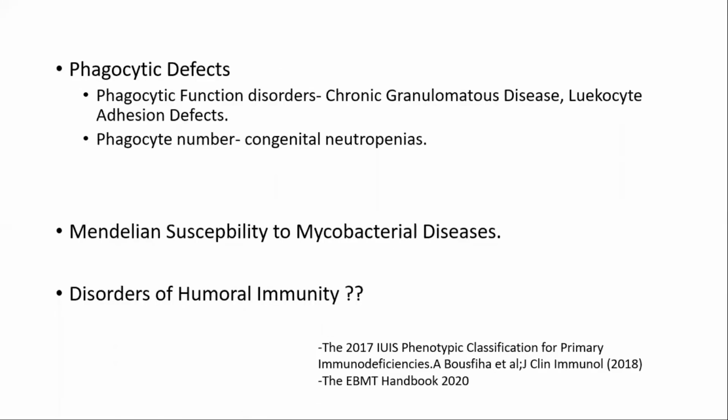And phagocytic defects like CGD or congenital neutropenias, and there are now a group of disorders called Mendelian susceptibility to mycobacterial diseases. They can be transplanted. And with disorders of humoral immunity like B cell defects, it is still an open question whether we need to transplant or not. We still don't have good enough data for that.